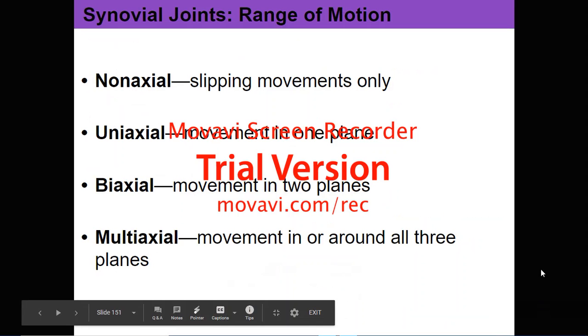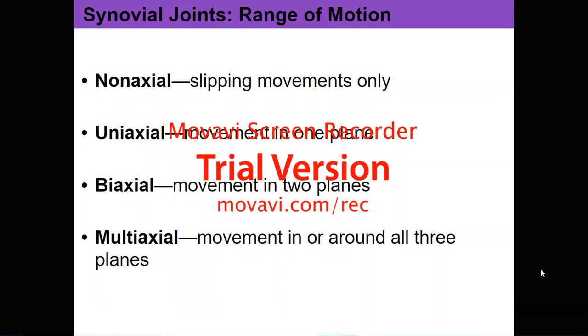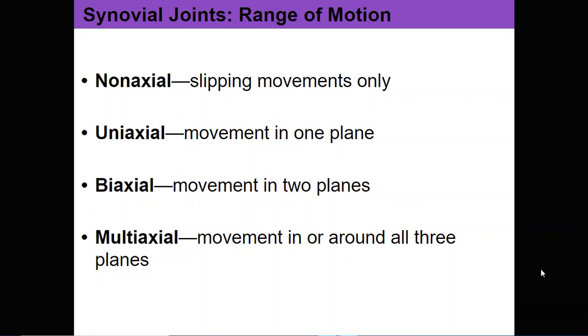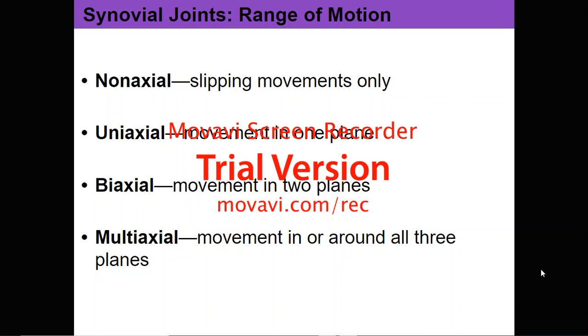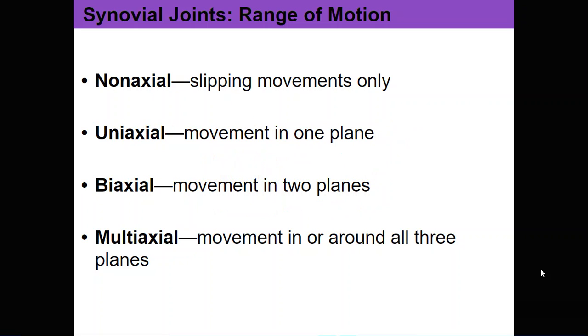So now we're going to talk about the range of motion of synovial joints. And again, we're going to go over in the next few slides examples of each one of these, and we can see locations of each one of these. Non-axial is your slipping movements only, also a lot of times referred to as gliding movements. Uniaxial is going to be movement in one plane. Biaxial is going to be movement in 2 planes. And multi-axial is going to be movement in or around all 3 planes.